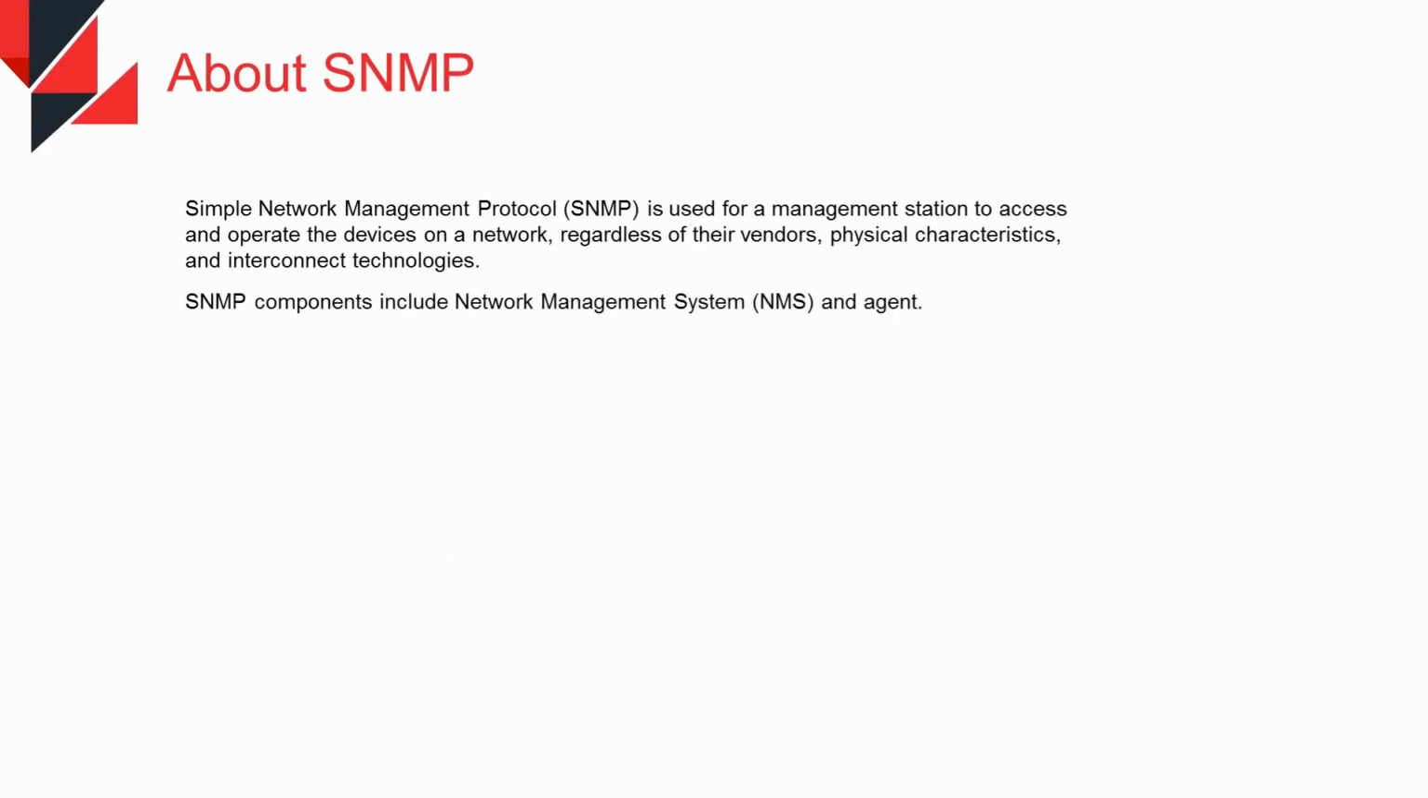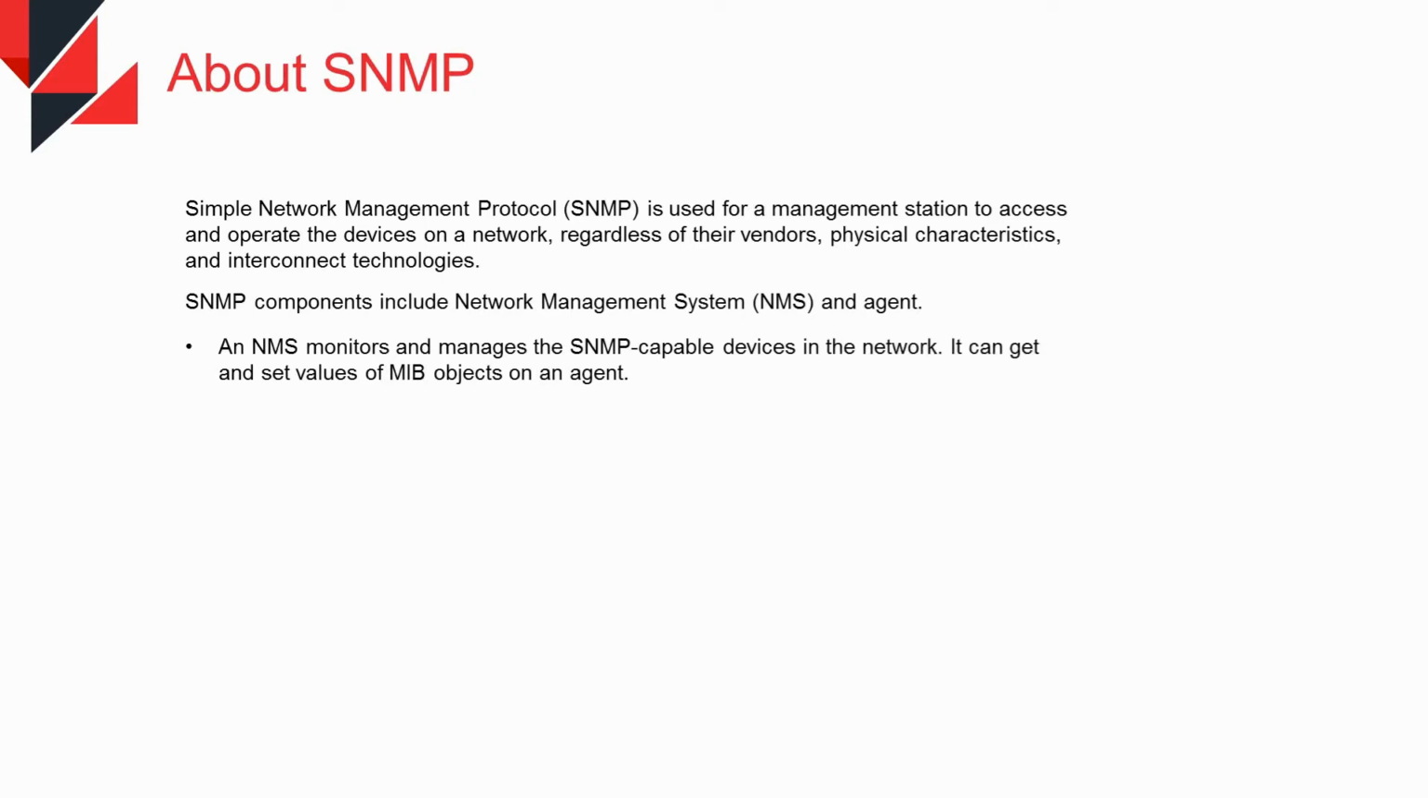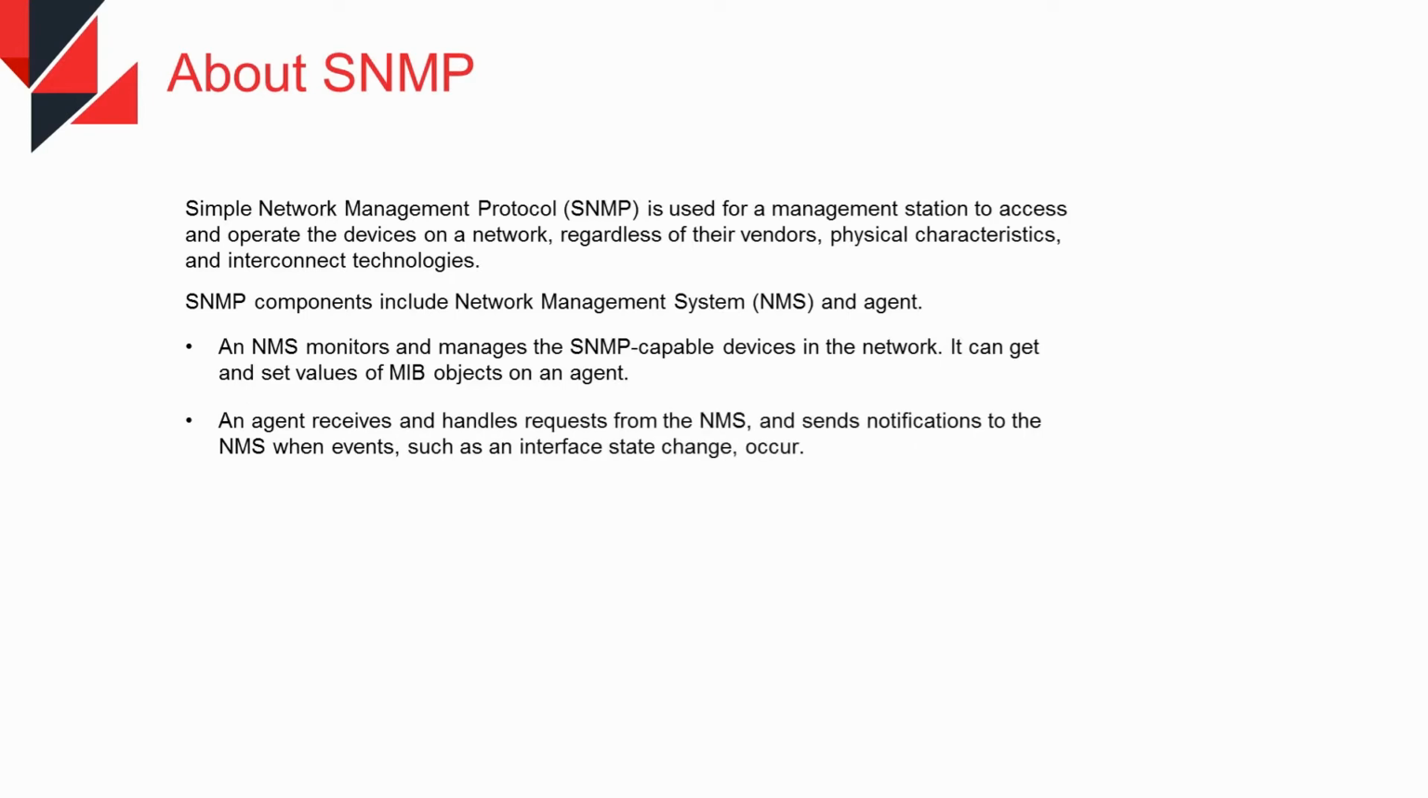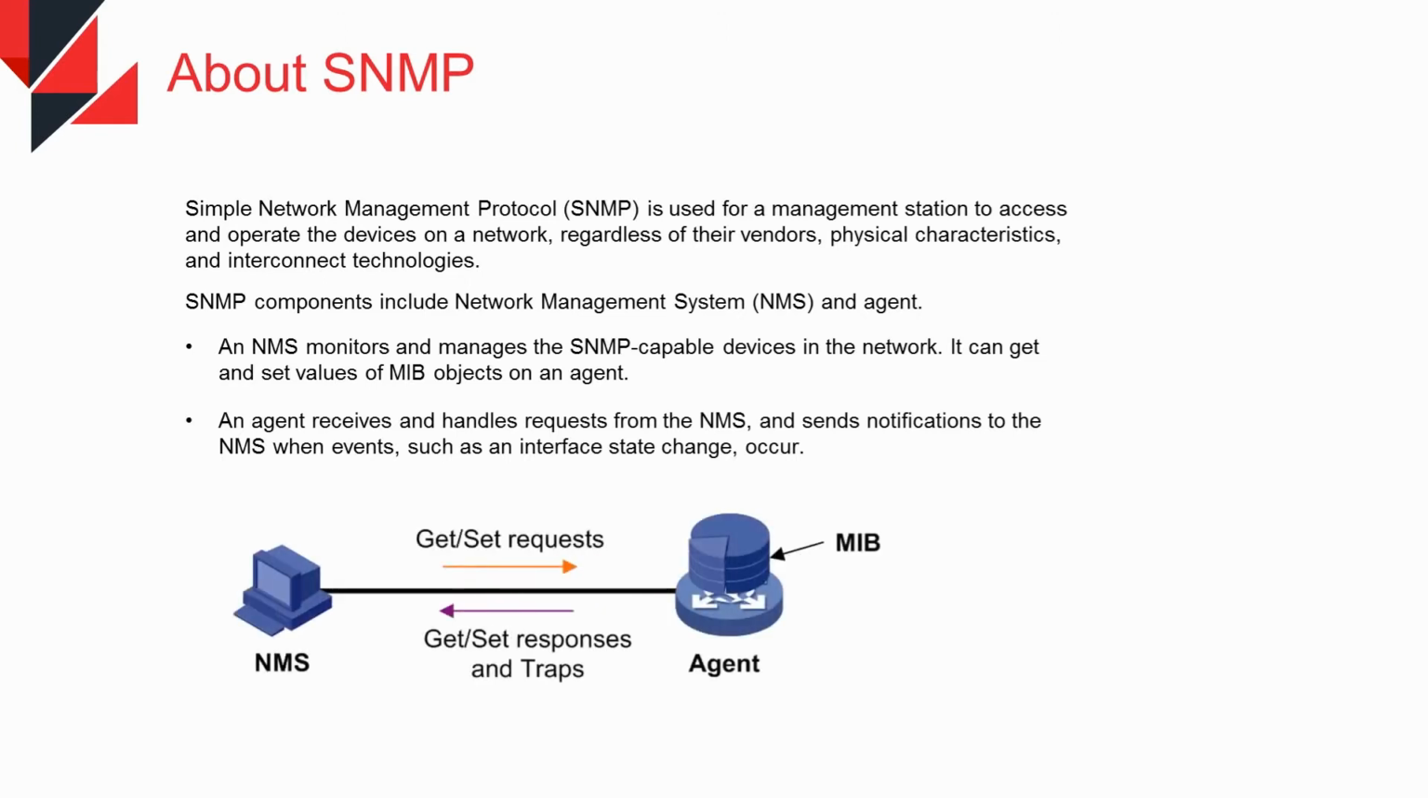SNMP components include Network Management System, or NMS, and Agent. An NMS monitors and manages the SNMP-capable devices in the network. It can get and set values of MIB objects on an agent. An agent receives and handles requests from the NMS, and sends notifications to the NMS when events, such as an interface state change, occur.